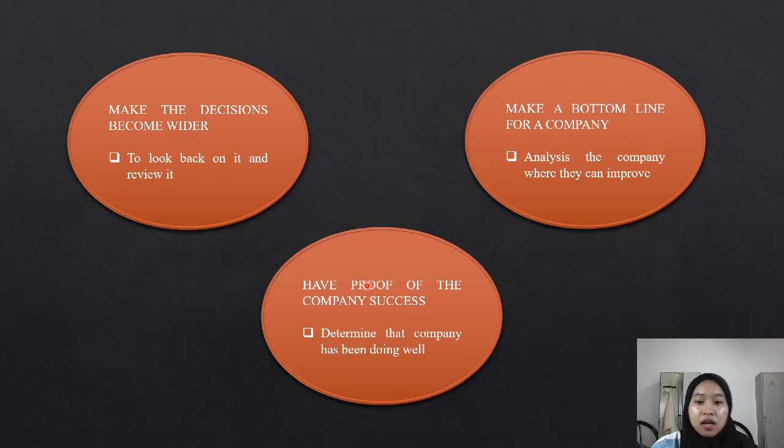Second is to have proof of the company. Recording all the P&L statements on paper can determine that the company has been doing very well in their operation. This allows them to play their cards around investors or buyers if they have the intention of selling their business. And the last one is to make a bottom line for a company.